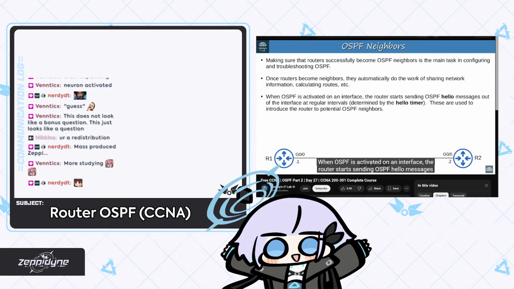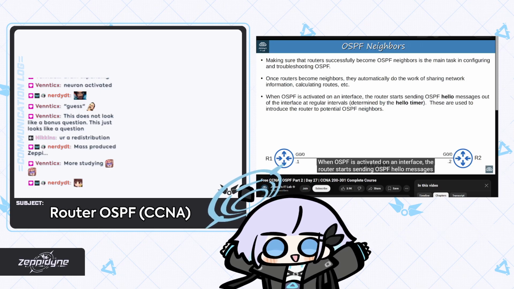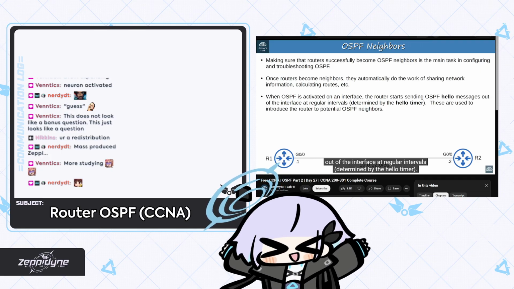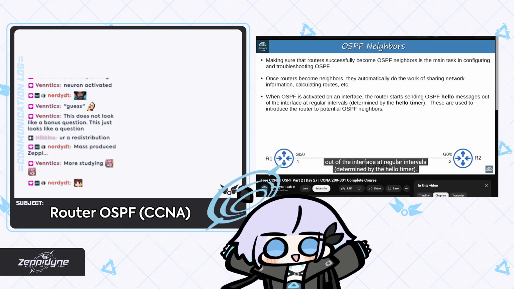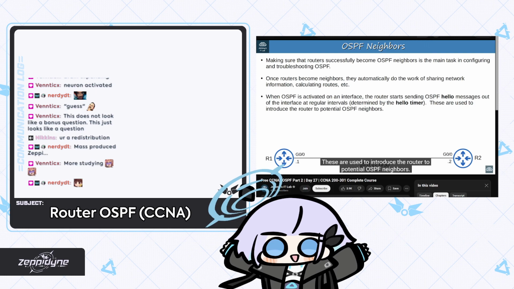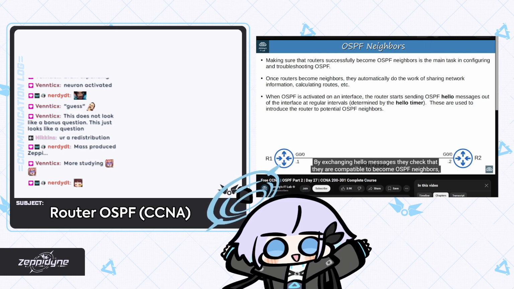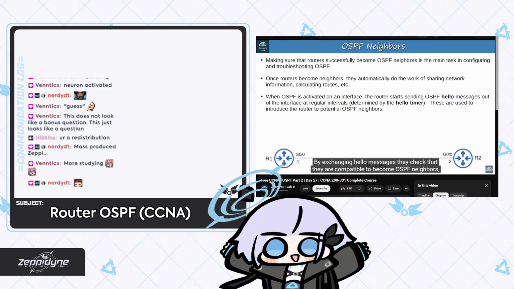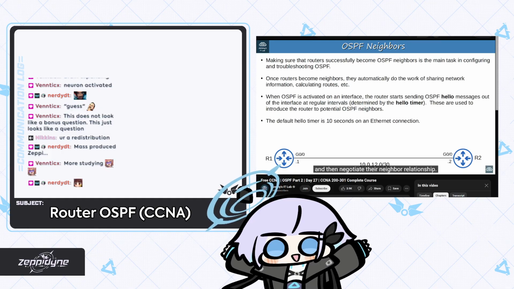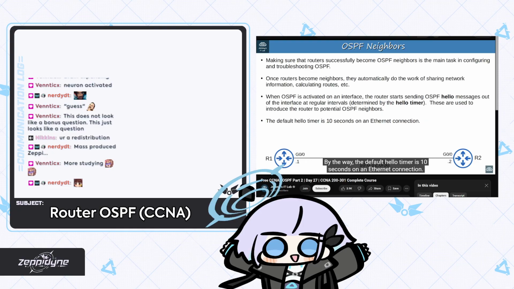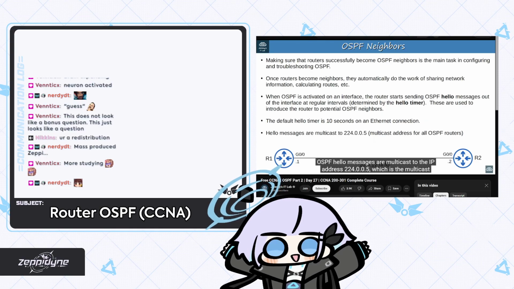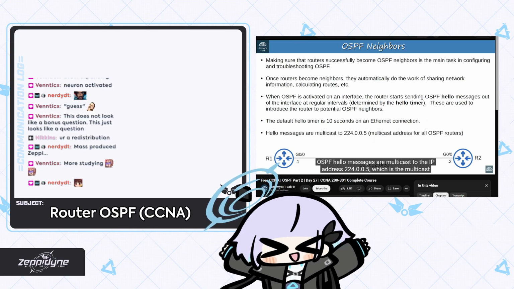When OSPF is activated on an interface, the router starts sending OSPF hello messages out of the interface at regular intervals, determined by the hello timer. These are used to introduce the router to potential OSPF neighbors. By exchanging hello messages, they check that they are compatible to become OSPF neighbors, and then negotiate their neighbor relationship. By the way, the default hello timer is 10 seconds on an Ethernet connection. Remember this number. OSPF hello messages are 10 seconds default timer.